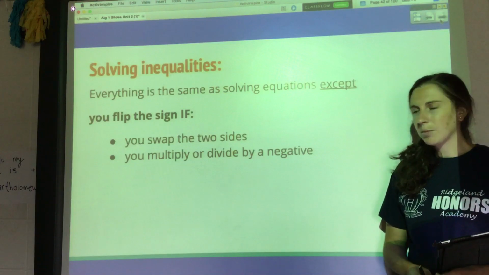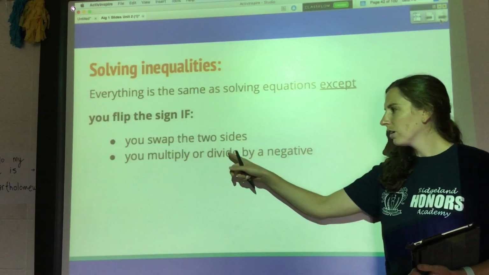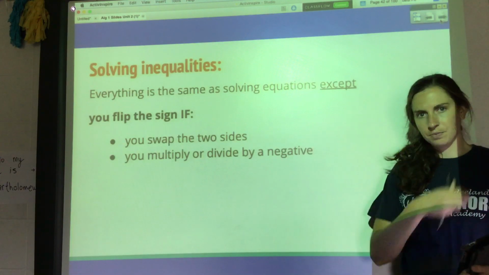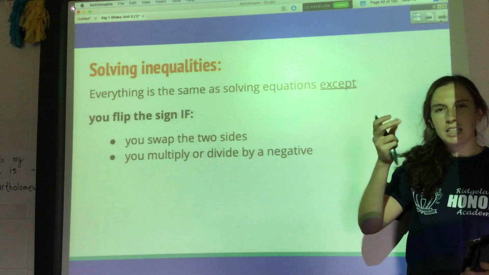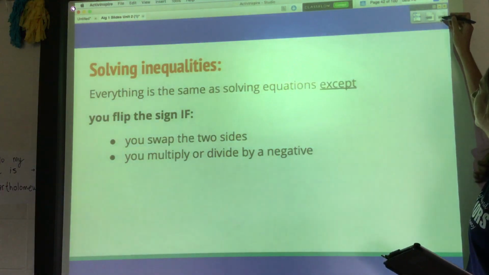And the other time you need to flip the inequality sign is if you ever multiply or divide by a negative. That is the only other time you need to flip the inequality sign. So we're going to go through a few examples.